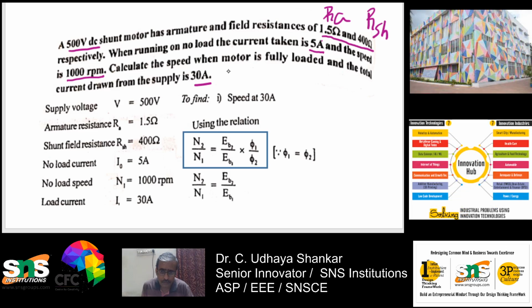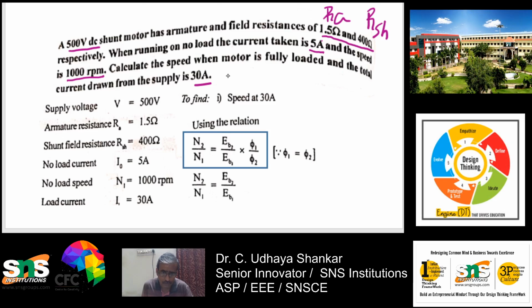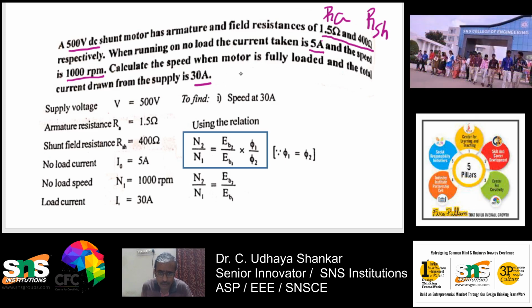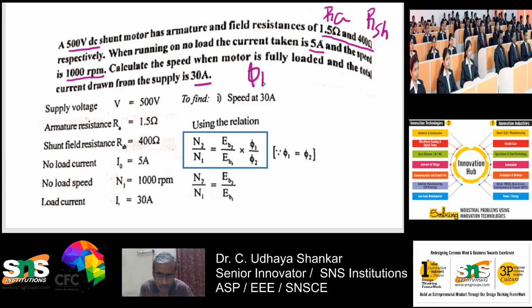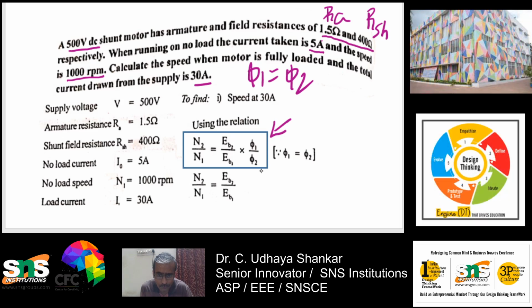Now you can see that it is a shunt motor, and there is no mention of flux, is it right? So we can assume that the flux remains constant. If there is no mention of flux, you have to take it as phi 1 equal to phi 2. So this is the basic formula as we have already discussed: N2 by N1 will be equal to EB2 by EB1 into phi 1 by phi 2.